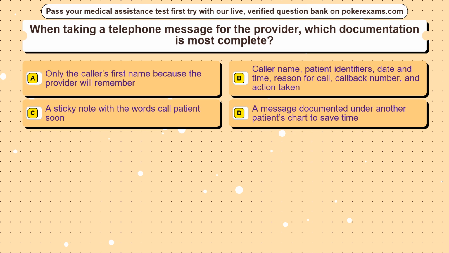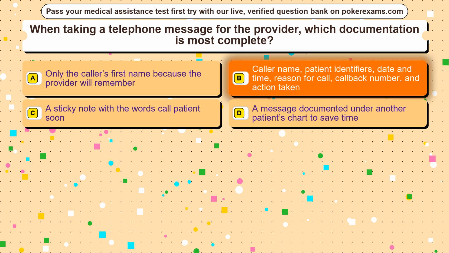Question 74. When taking a telephone message for the provider, which documentation is most complete? Option A, only the caller's first name because the provider will remember. Option B, caller name, patient identifiers, date and time, reason for call, callback number, and action taken. Option C, a sticky note with the words call patient soon. Option D, a message documented under another patient's chart to save time.